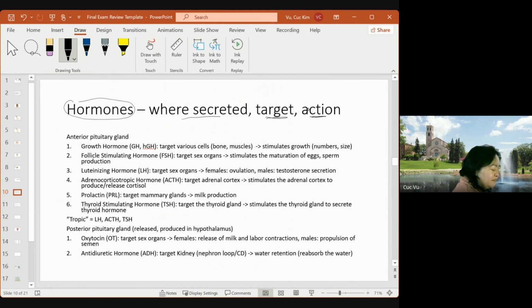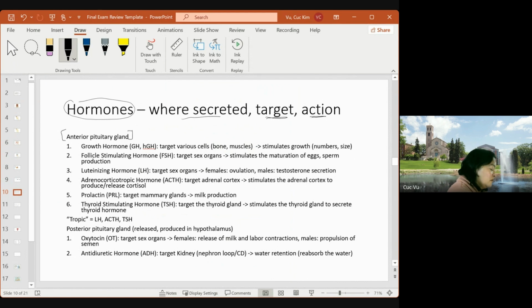What do they do? So a good way to learn this, I found, is to lump them all together. So I study all of the anterior pituitary gland hormones together, because then that frees up some space in my mind instead of having to go through each hormone where it's secreted, target, action. I just go, okay, all of these are secreted in the same place, anterior pituitary gland. Then I just have to focus on the target and action.